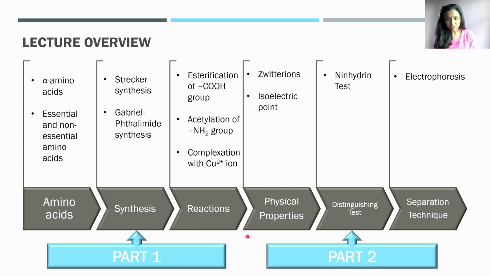In the second part, we would be starting with the physical properties of the amino acids, where we'll be discussing their isoelectric point and their Zwitter ionic form. Next, we'll move on to a small distinguishing test called the Ninhydrin test, and in the end, we'll do a small separation technique called electrophoresis, which we'll be using to separate a mixture of alpha amino acids.